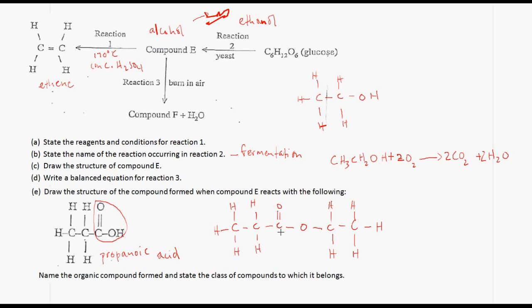So the first part of the structure, this part here, represents the propanoic acid part, and the second part represents the alcohol part. And it said name the organic compound formed and state the class of compounds to which it belongs. So we already said that it belongs to the ester class of compounds. And the name, when you are naming these compounds, we start off with the alcohol part first. So it'll be ethyl, and the acid was propanoic acid, so it is ethyl propanoate.